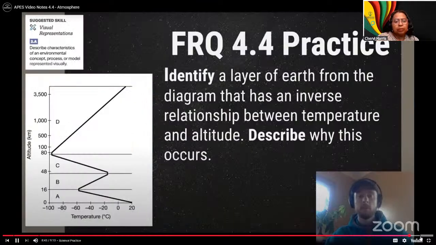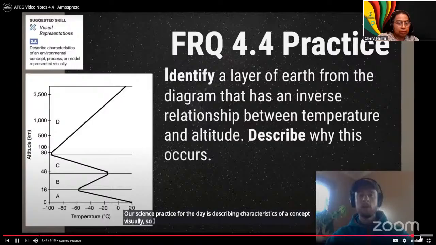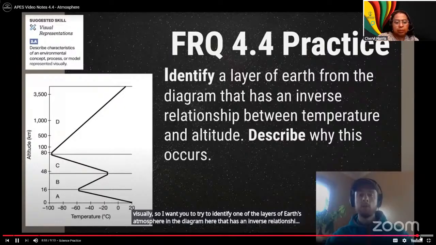Our science practice for the day is describing characteristics of a concept visually. So I want you to try to identify one of the layers of Earth's atmosphere in the diagram here that has an inverse relationship between temperature and altitude, and then describe why that's the case.